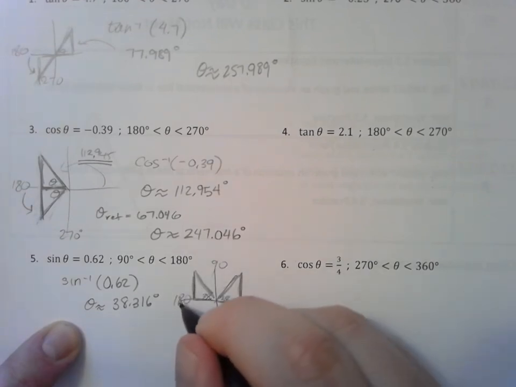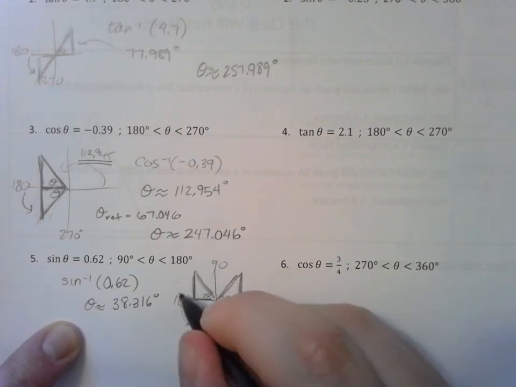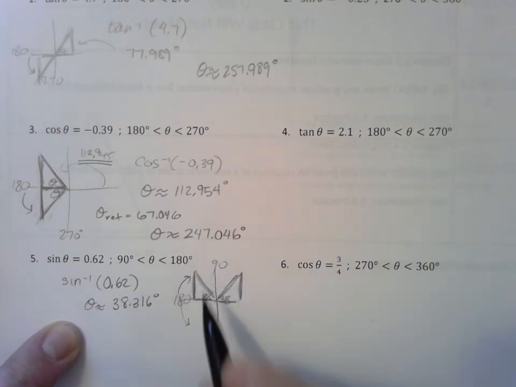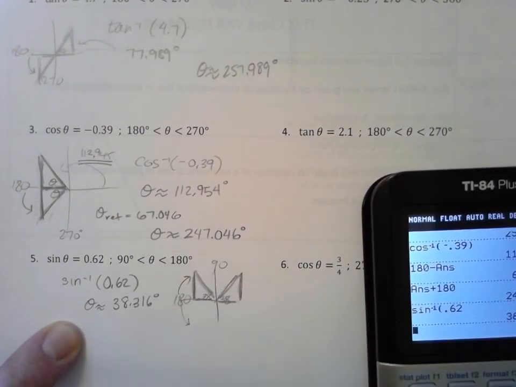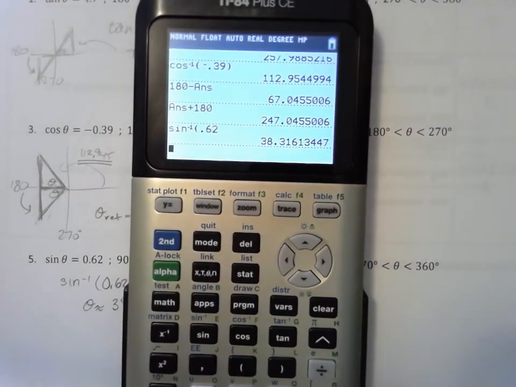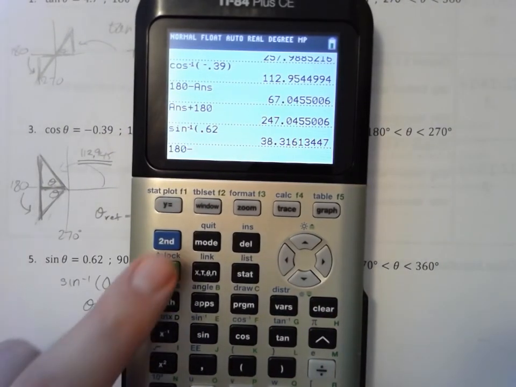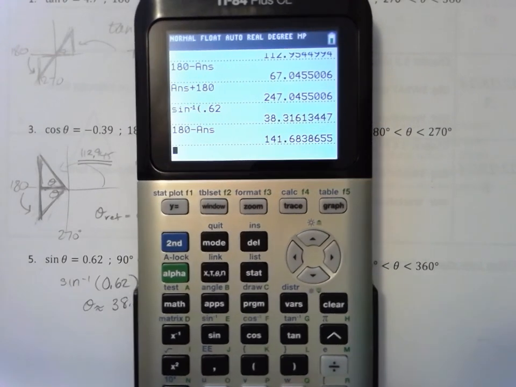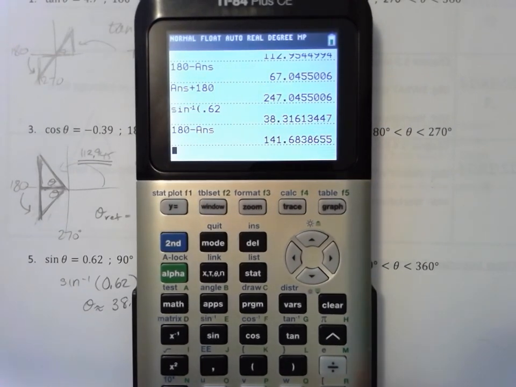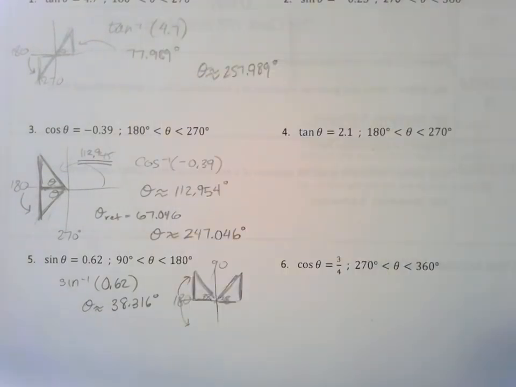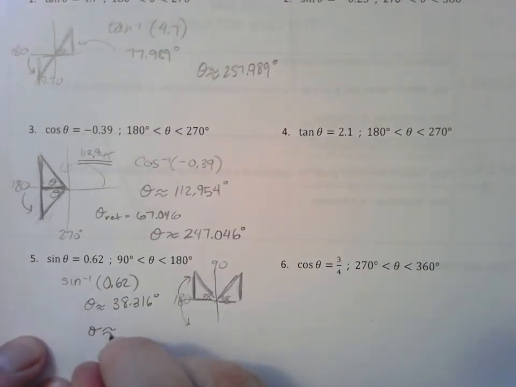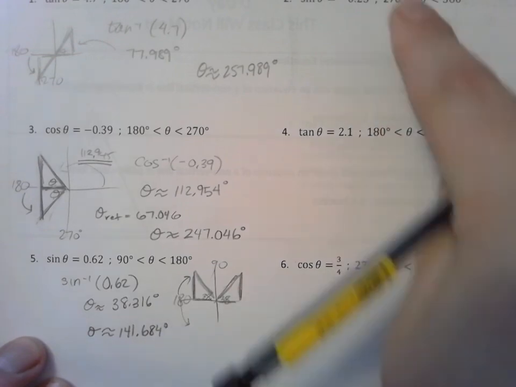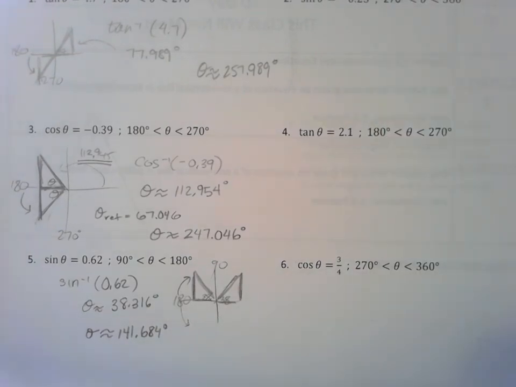Now, I'm not going to add it to 180. I need to subtract that reference angle because I'm going backwards, since I'm at the end of the interval. So I'm going to take 180 and subtract that reference angle. So it's not the same setup every time. This gives us our answer, 141.684. So the theta, the value we're looking for, is 141.684 degrees. Go ahead and try the evens if you like, but move on to the next video.